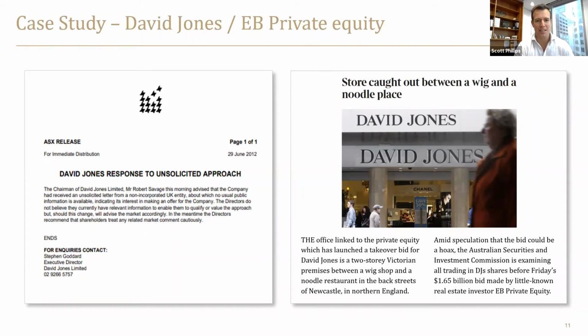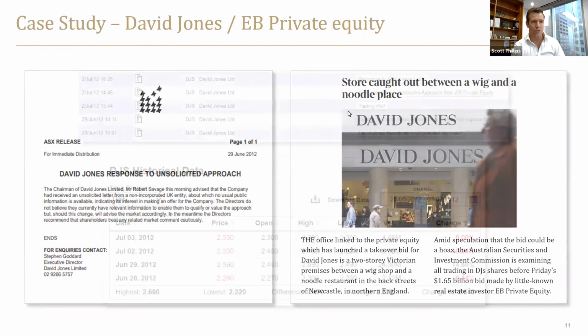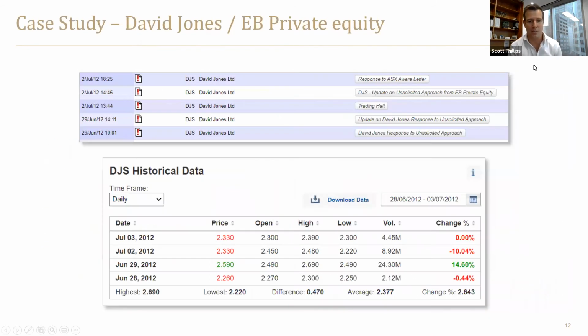So if you just jump to the next slide, Jeremy, we've got the price reaction, which is that the stock jumped. It's on 29 June there. Stock jumped just under 15% that day on pretty heavy volume, kind of over $50 million worth of shares traded at a significant premium to where it had been at.